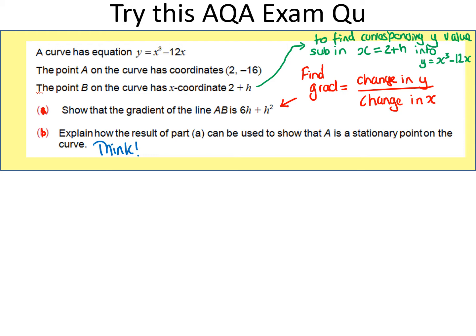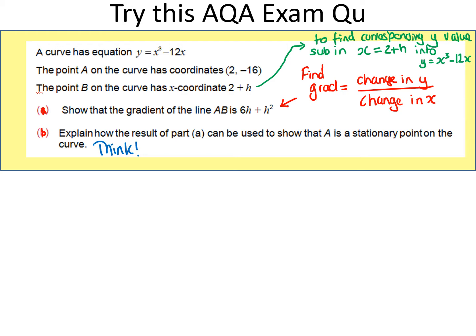Part A of this question says show that the gradient of the line A to B is 6 plus h squared. Remember, gradient is the changing y over the changing x. And then part B, explain how the resulting part A can be used to show that A is a stationary point on a curve. Now, we don't know yet, it's not talking about stationary points.